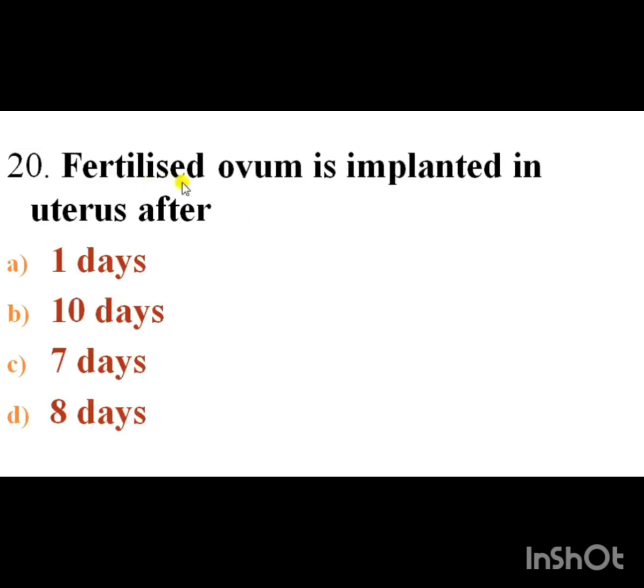Next question. Fertilized ovum is implanted in uterus after. Options: A, 1 day; B, 10 days; C, 7 days; D, 8 days. Answer is C, 7 days. The fertilized ovum is implanted in uterus after 7 days. Initially the development of the fertilized ovum occurs in the fallopian tube, for the first 3 to 7 days, and later its development occurs in the uterine cavity.